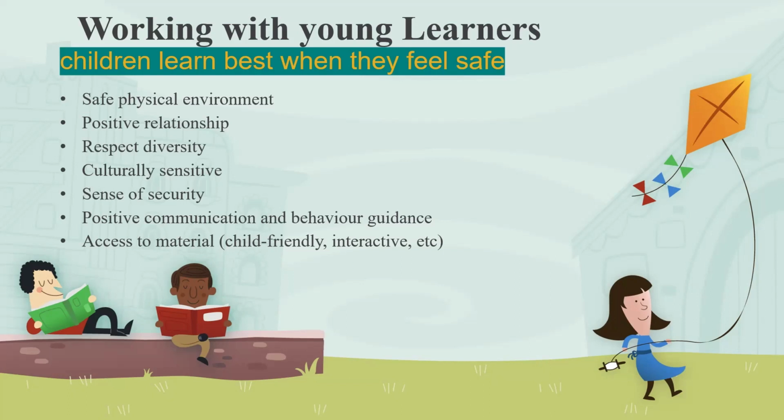Respect diversity. Not all of them can learn the same way. Find the strengths and weaknesses. Be culturally sensitive. Find out their background, their values, and what they want to communicate with you. Respect that. Provide a sense of security. Try to find out: are they emotionally safe? Are they being bullied in the classroom?